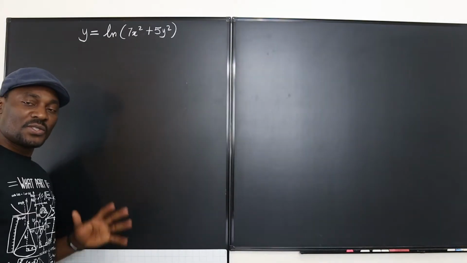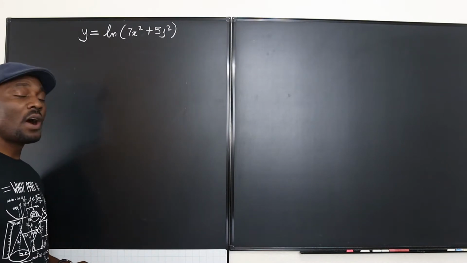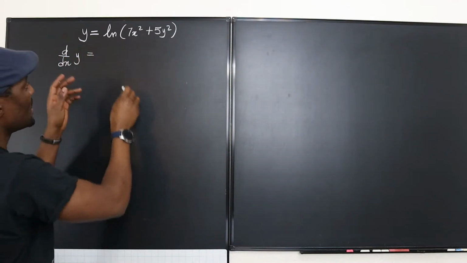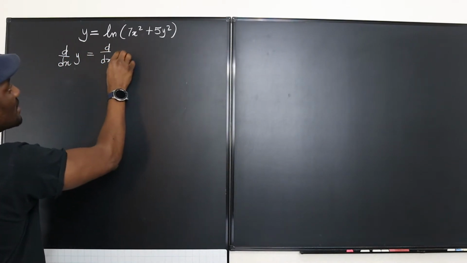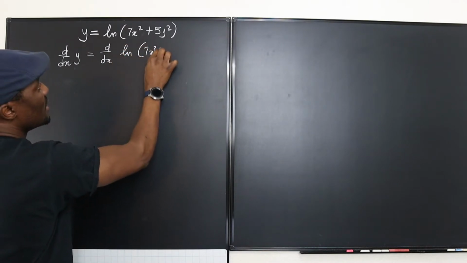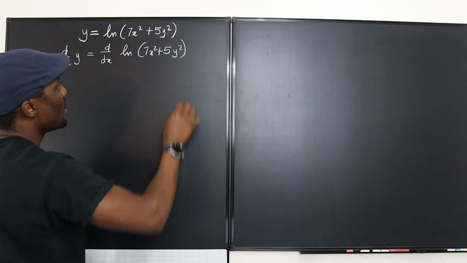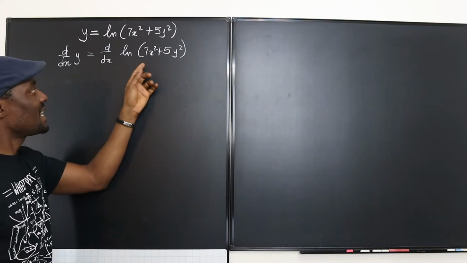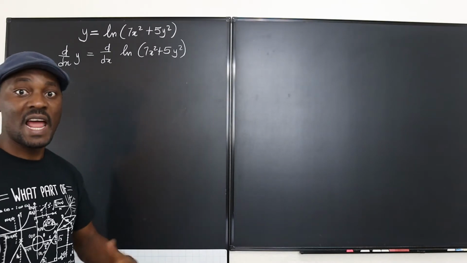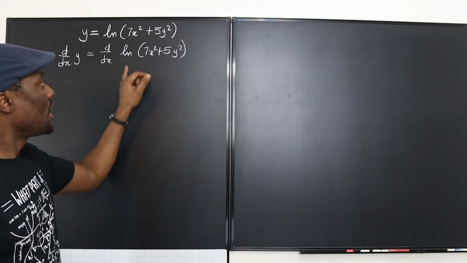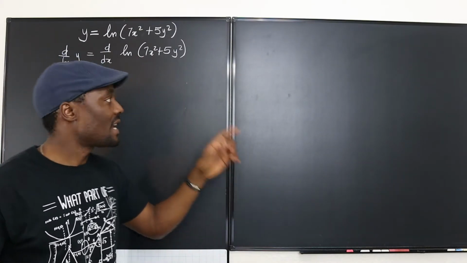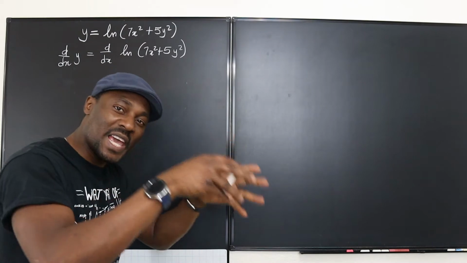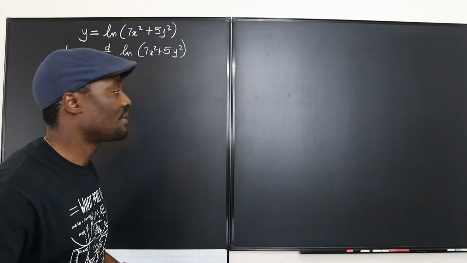So let's do it. The first thing we're going to do is just take the derivative of both sides. So we're going to say d dx of y will be equal to d dx of ln(7x squared plus 5y squared). Now remember, when you differentiate a natural log function, what you get is 1 over the argument of that natural log function. And then you stop there unless the argument itself is another function. And as you can see, this is a function, actually a complicated function. So we have to use the chain rule. You keep going inside and inside until you're done differentiating everything.